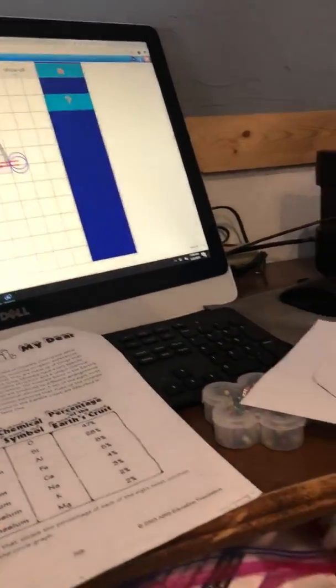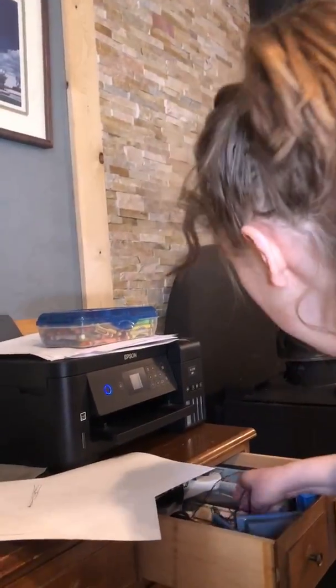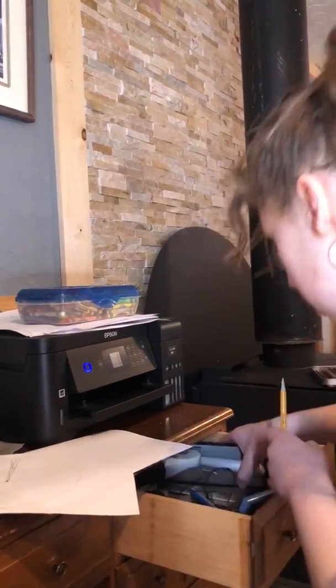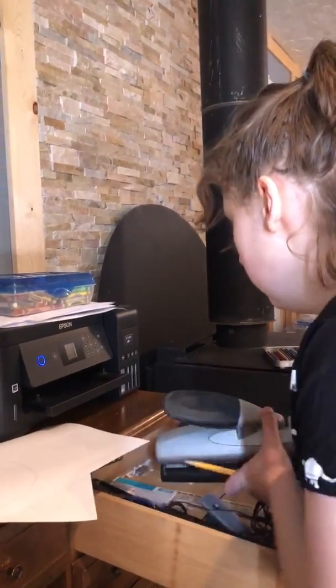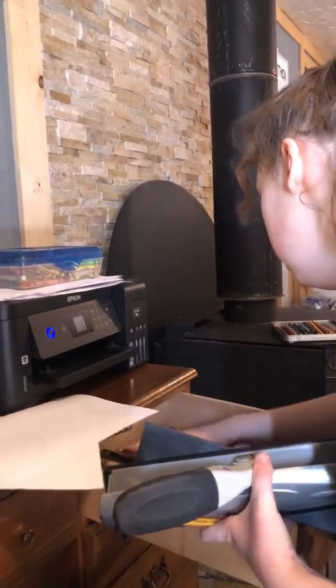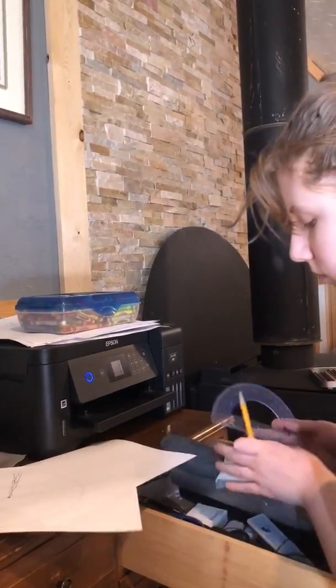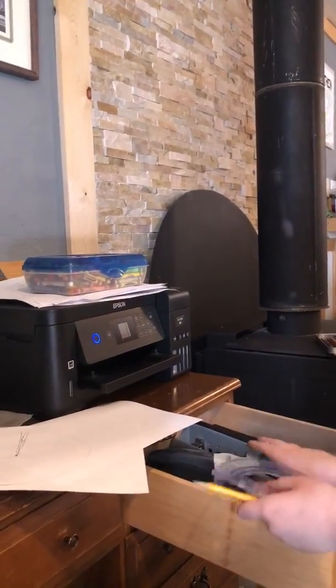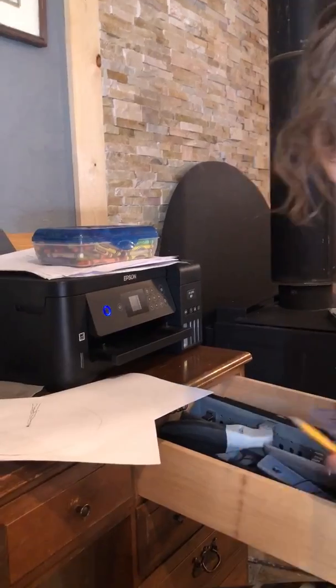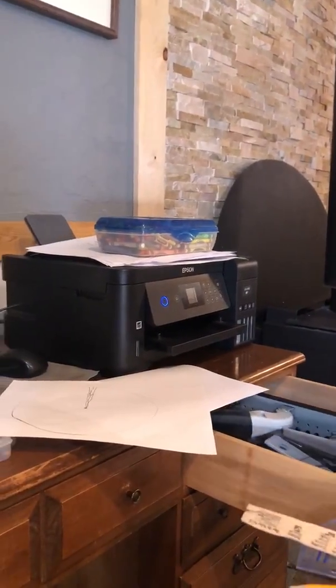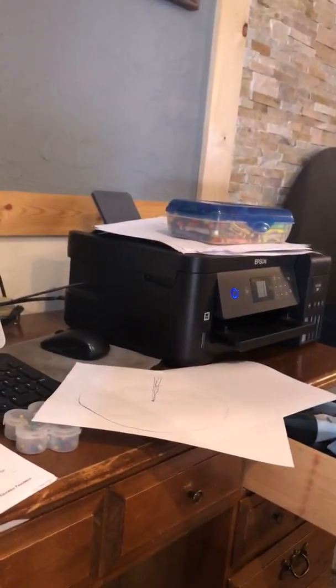Is there a ruler in the drawer? There's a ruler in this drawer. Go ahead and use that ruler. Well, yeah, I know, but I've already drew. Is that a protractor? Guess who found it? No way. Well, you can go ahead and use that instead of using the online tool, since we didn't know we had that.